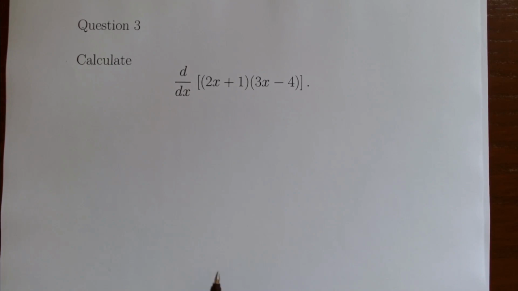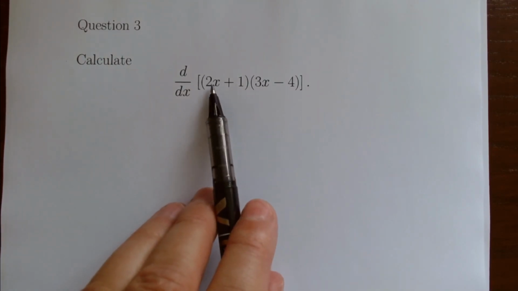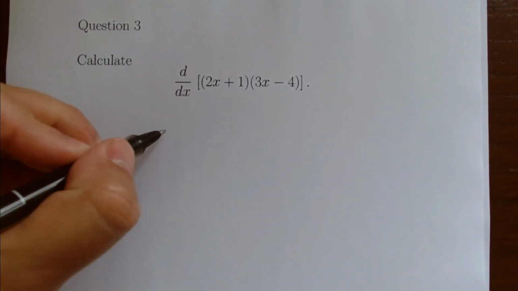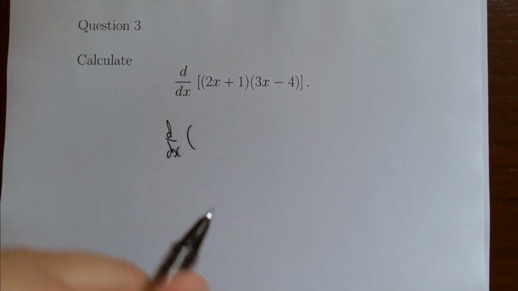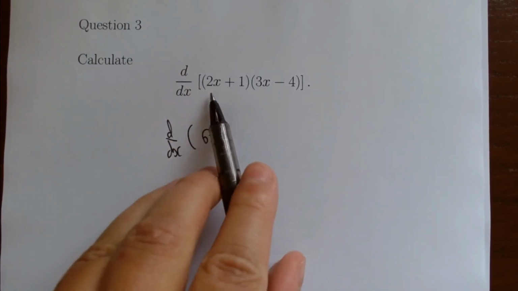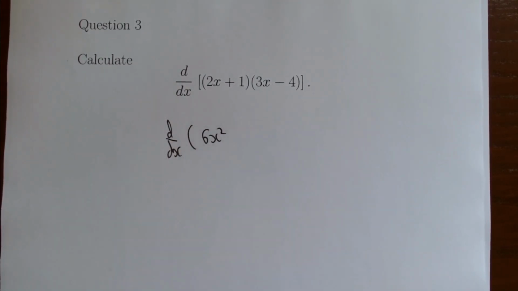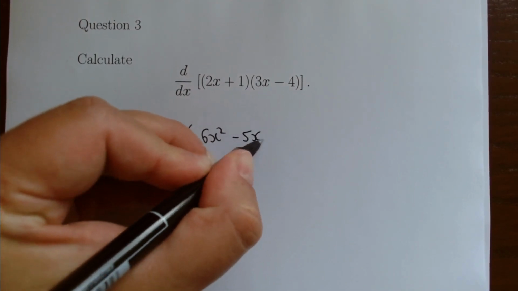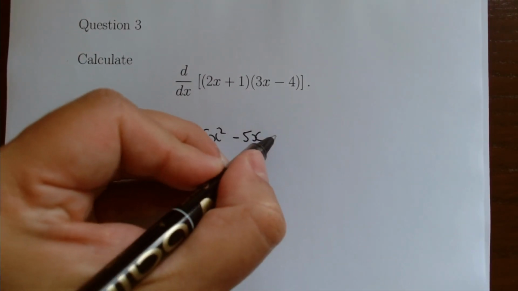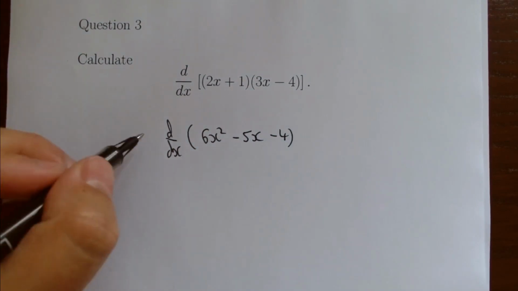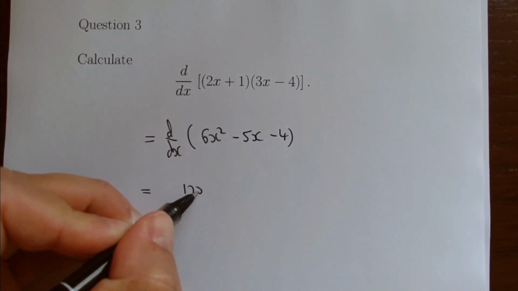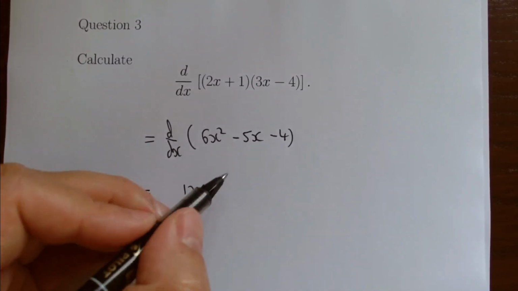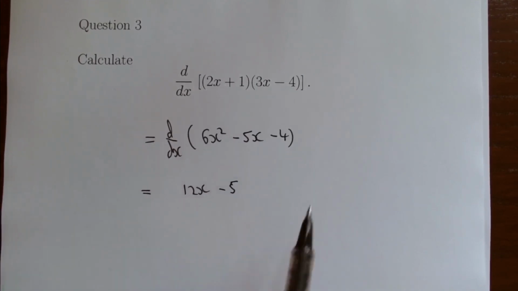Okay, question number 3. We begin by expanding the brackets. So d dx, that's a 6x squared. So minus 8x plus 3x is minus 5x. That's minus 4. And now we can differentiate it. It becomes 12x, and that becomes a minus 5. And the minus 4 becomes a 0.